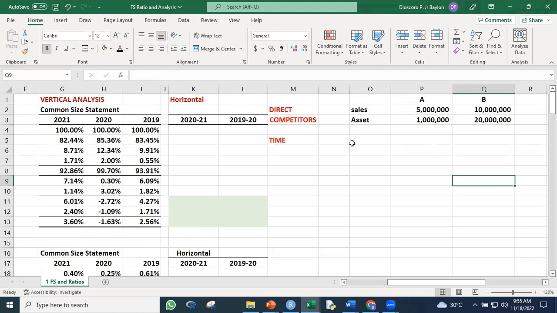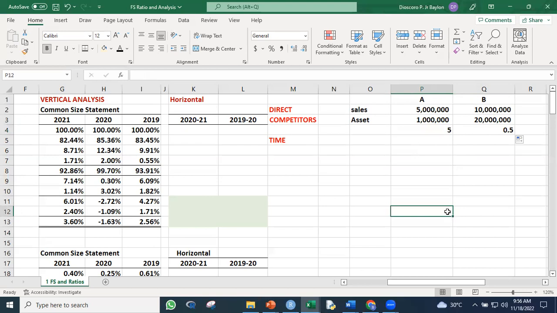If company A had assets of only 1 million, then, dividing sales by assets, which is a ratio, for every 1 peso of asset used by the company, they were generating sales of 5. On the other hand, for company B, for every 1 peso of asset, they were only generating 50 centavos of sales. So you can see the discrepancy. If we're asking who the better performer is based on the efficient use of assets, then company A is a much better performer than company B.